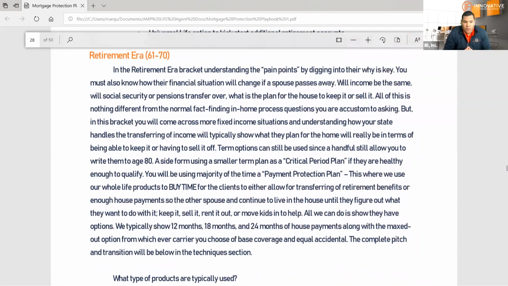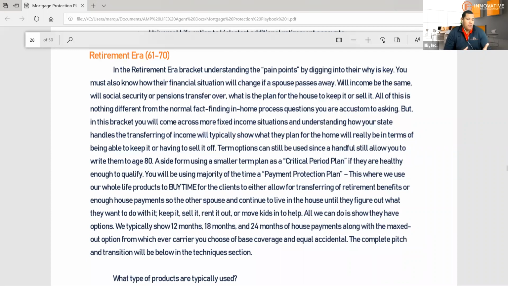Next category would be the retirement era. So this one is kind of that tricky gray area, as I would call it, because these clients can go either way. They can go term still, or you can still look at doing payment protection using the whole life vehicle, or even the critical period plan using the term vehicle. And here, the big key with the retirement era is really understanding and digging into what are they planning to do? What is their pain point?